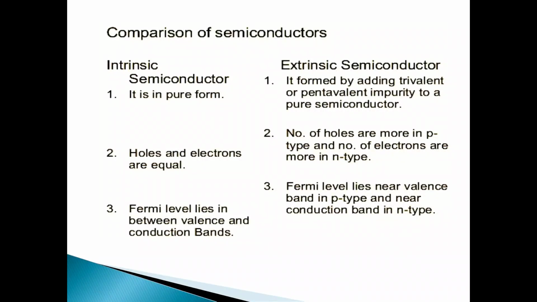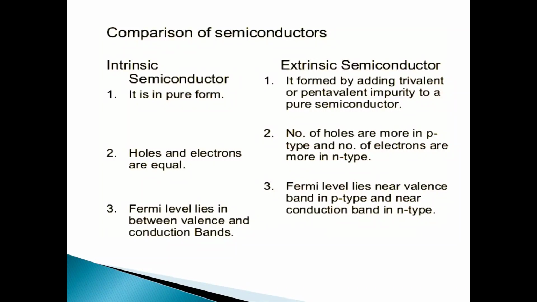In the intrinsic semiconductor, the number of electrons is equal to the number of holes, while in the extrinsic semiconductor, depending upon the doping, if it is doped with a trivalent impurity, we get holes as the majority carrier, and if it is doped with a pentavalent impurity, we get electrons as the majority carrier.